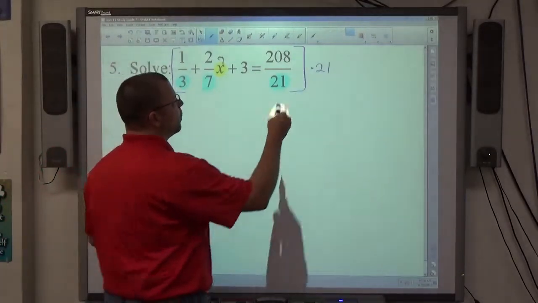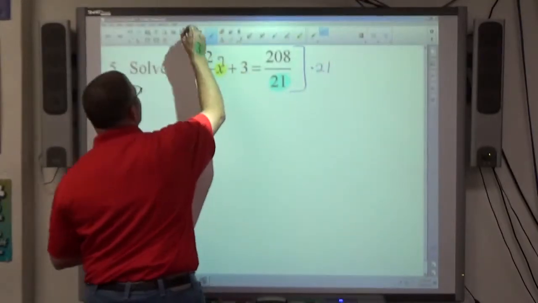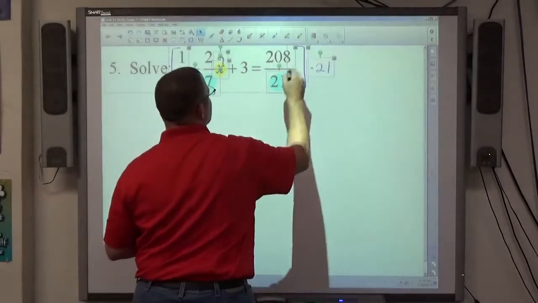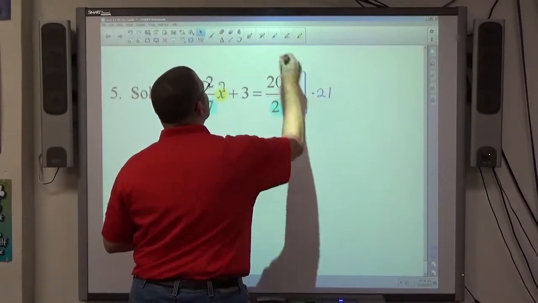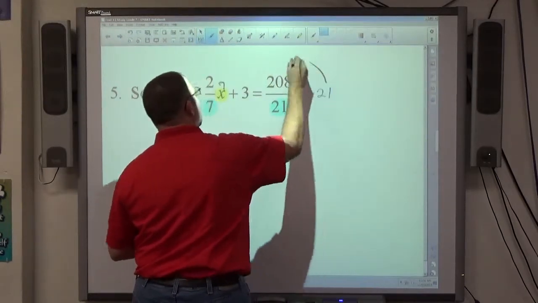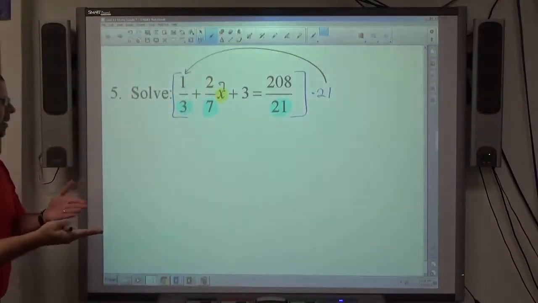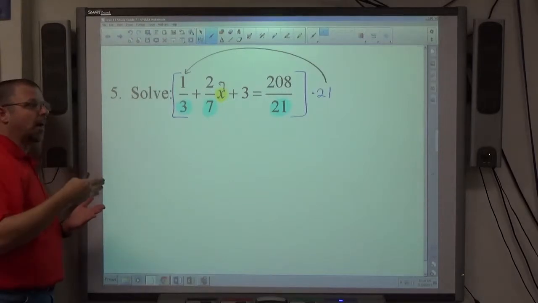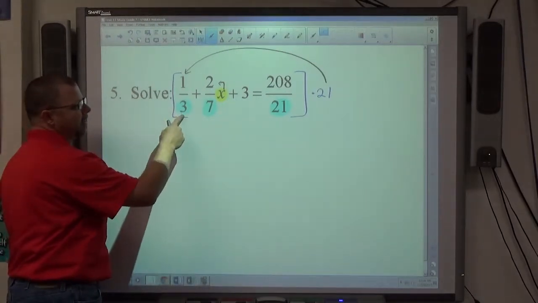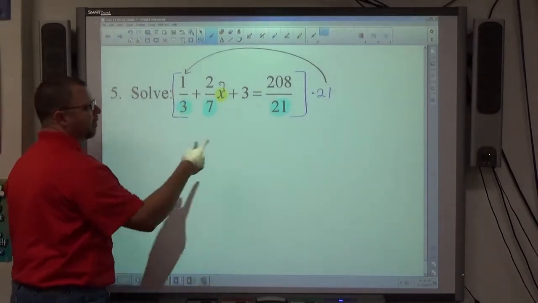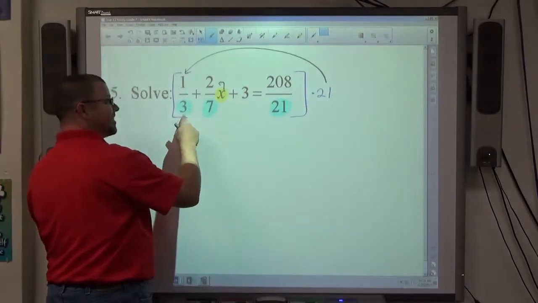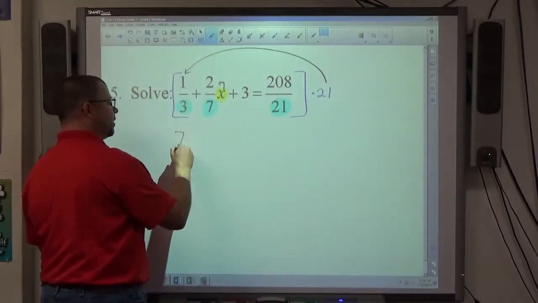And the multiplication technique that I recommend doing on these, let me just slide this down a little bit so I have some room to draw some arrows. You take 21 times this. Anytime you take a common denominator times a fraction, the bottom number divides that, and then the result multiplies by the top. So 21 divided by 3 is 7. 7 times 1 is 7.